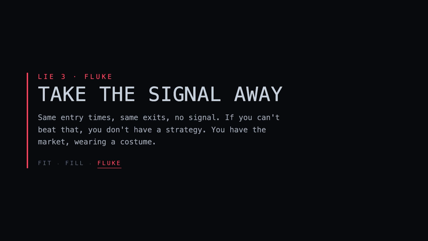How do you test this? You take the signal away. Same times in, same times out, with no signal. Just be in the market. If you can't beat that, you don't have a strategy. You just have market drift. And this step takes about 10 minutes to run on anything you're already trading.